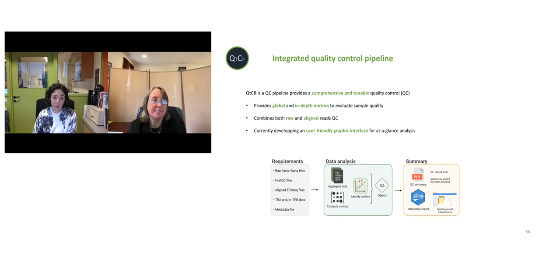And the idea is, again, to provide global and in-depth metrics to evaluate the quality of your sample, to compare, and this by combining both the raw reads, so what comes out from the sequencer, from the machine, and the aligned reads, which is what was already pre-processed by tools and algorithms that also can have their issues, and this needs to be recorded somehow.